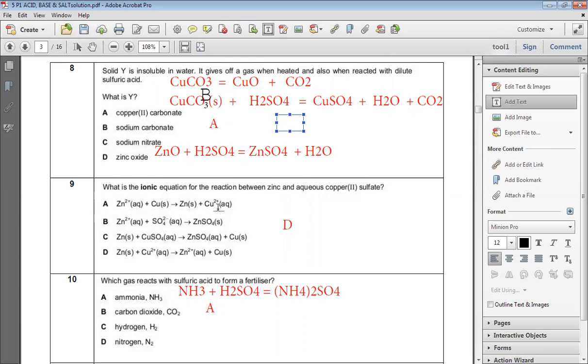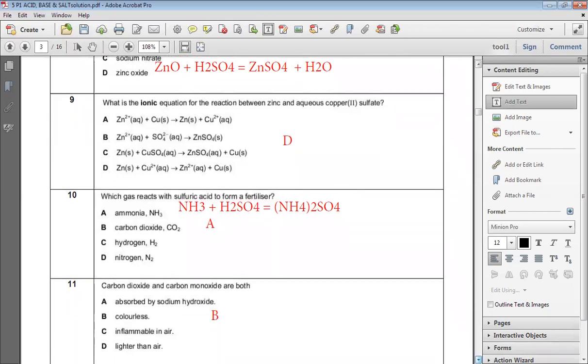A is not possible. B is also a reaction, but this is not the complete reaction. We need to write the ionic equation. Zinc sulfate is formed, no doubt, but this is the simple reaction which cannot represent the ionic form. A, B, and C. Keep this in your mind. Question 9, option C is the molecular equation for zinc and copper sulfate solution. But option D is the correct answer for the ionic condition for question number 9.